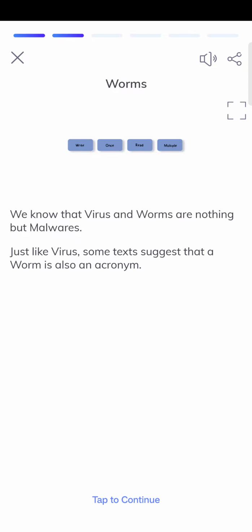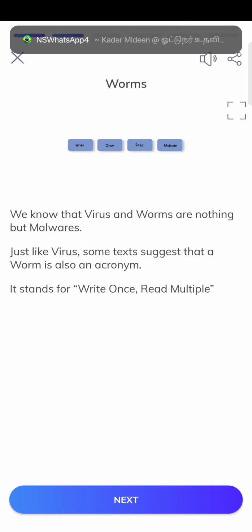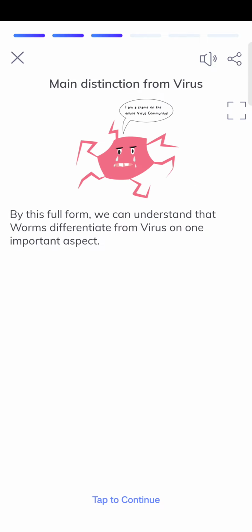Just like virus, some texts suggest that a worm is also an acronym. It stands for write once, read multiple. By this full form, we can understand that worms differ from viruses on one important aspect. You may recall that viruses cannot spread on their own.